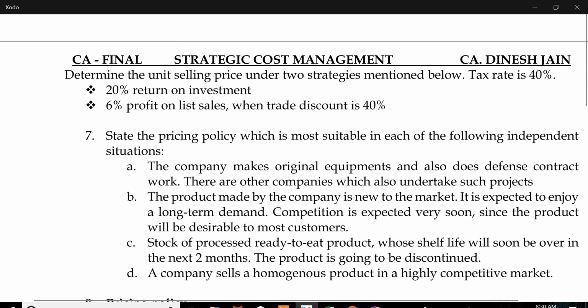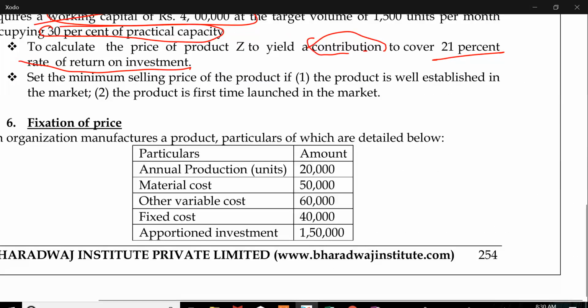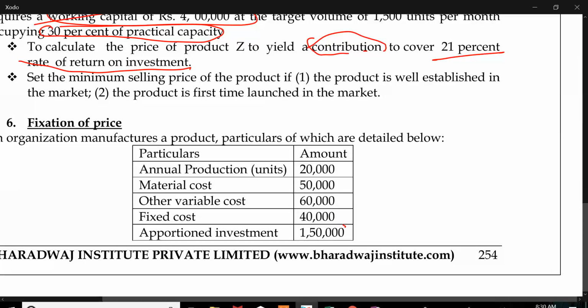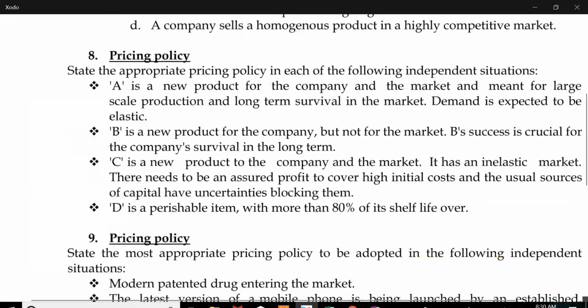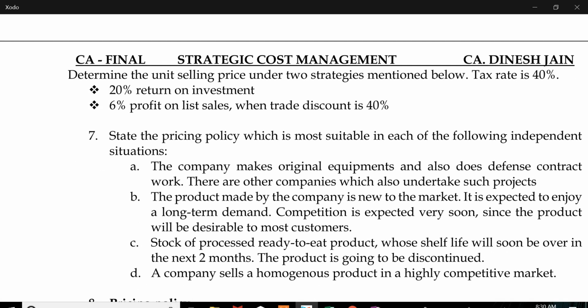Now I have to fix the price to get a 20% return on investment, 6% profit on list sales when the trade discount is 40%. Investment is already available in the question. Investment is 1,50,000. The only thing you have to assume is whether it is 20% before tax or after tax. If it is before tax, then you straight away apply it. If this 20% is an after-tax number, then you have to convert this into a pre-tax number.